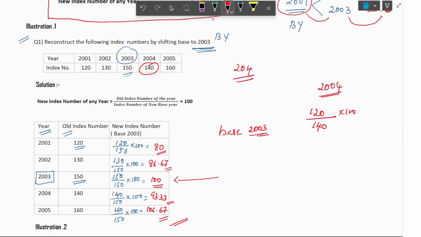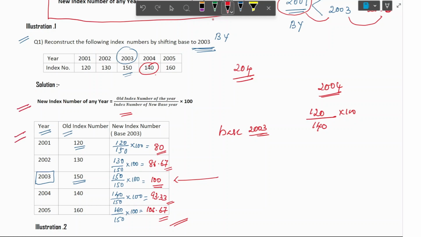This is the way you are going to calculate for any year base or for the period which you are going to change, the base period. If you are going to shift it, this is the way you are going to calculate. This is a formula. New index number of any year equals old index number of the year divided by index number of new base year into 100. Therefore, write the formula. That is your step number 1.